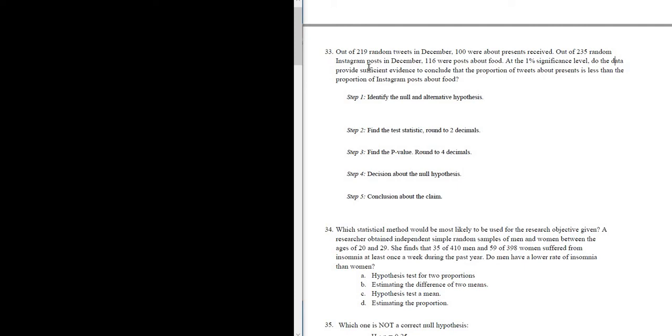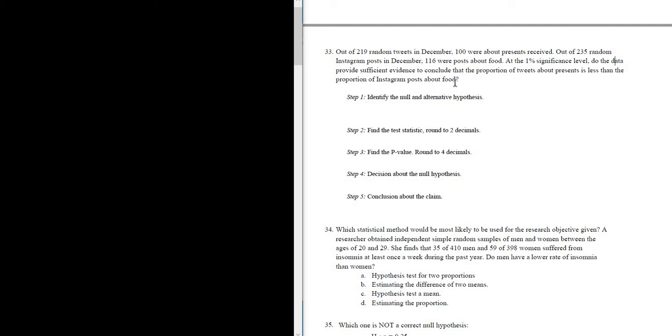Let's do problem number 33. Out of 219 random tweets in December, 100 were about presents received. Out of 235 random Instagram posts in December, 116 were posts about food. At the 1% significance level, do the data provide sufficient evidence to conclude that the proportion of tweets about presents is less than the proportion of Instagram posts about food?